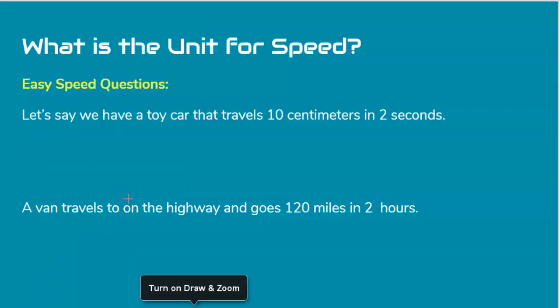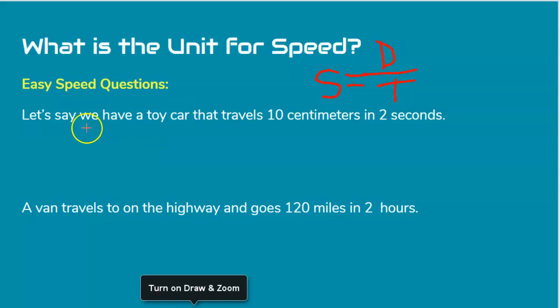Now let's use what we just learned to solve some easy problems. Let's say that we have a toy car that travels 10 centimeters in 2 seconds. Now, before we do anything, we want to write down our equation for speed. Speed equals distance divided by time. I want to do this every time. That way I never forget. First thing I do when I get a paper, I'll write this equation down.